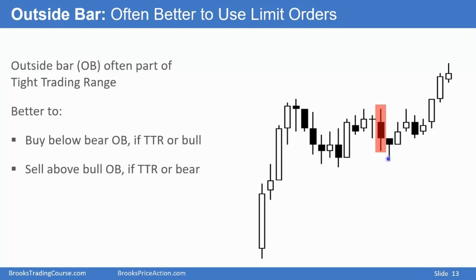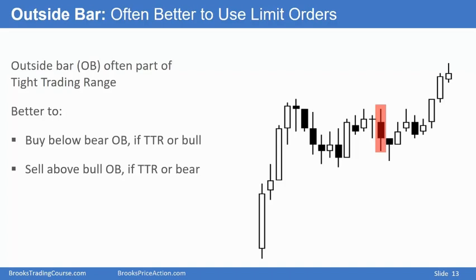Pretty good size outside down bar, but at this point, it's a 10 bar trading range. And if you sell below, you're selling at the bottom of a tight trading range. In a trading range, you want to buy low, sell high, and scalp. So selling below that bar is the exact opposite of what traders should be doing.